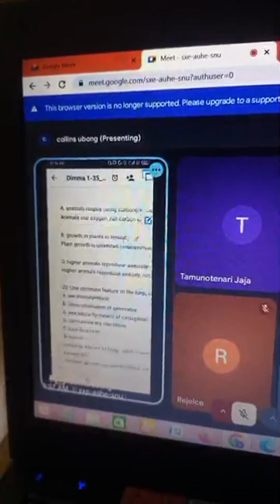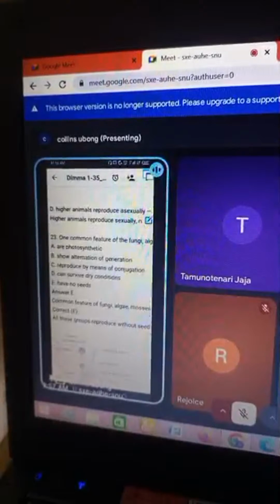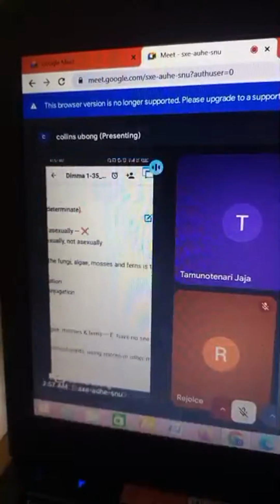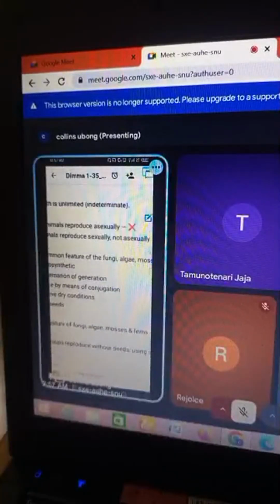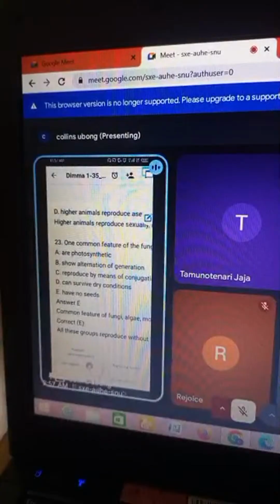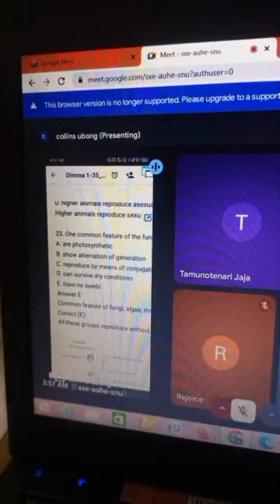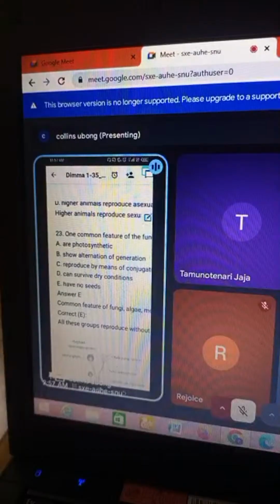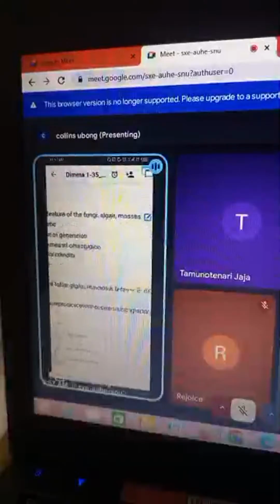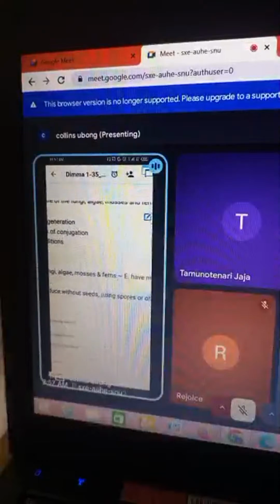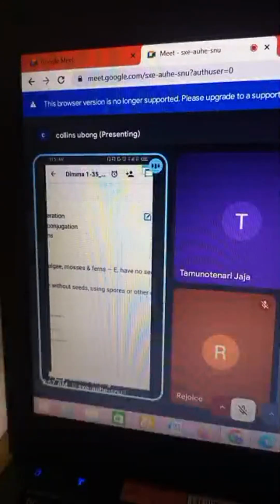Let's look at number 23. One common feature of the fungi, algae, mosses, and the ferns is that they are: A. Photosynthetic. B. Show alternation of generation. C. Reproduce by means of conjugation. D. Can survive dry conditions. And E. Have no seeds. I told you that the answer is E, right? Yes, sir. Common feature of fungi, algae, mosses, and ferns: E. Have no seeds. All these groups reproduce without seeds. They use spores or other methods.